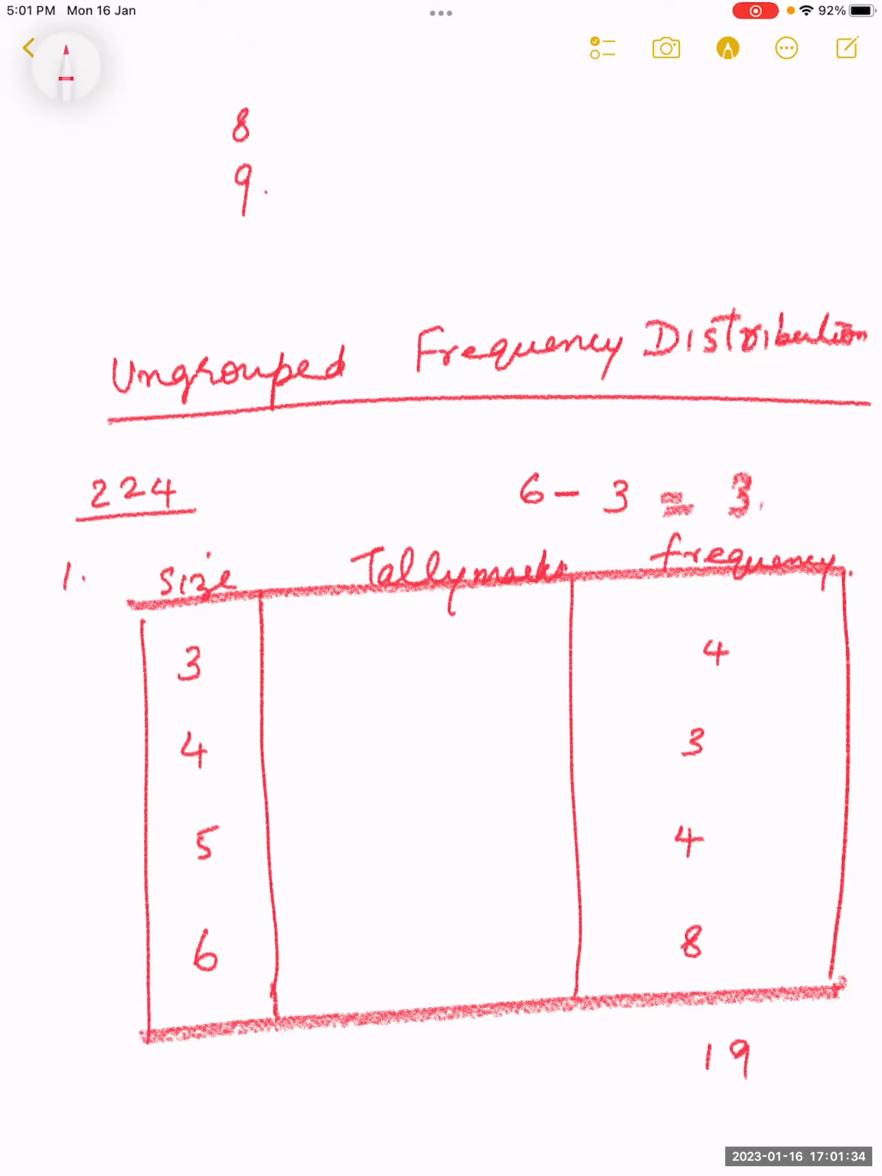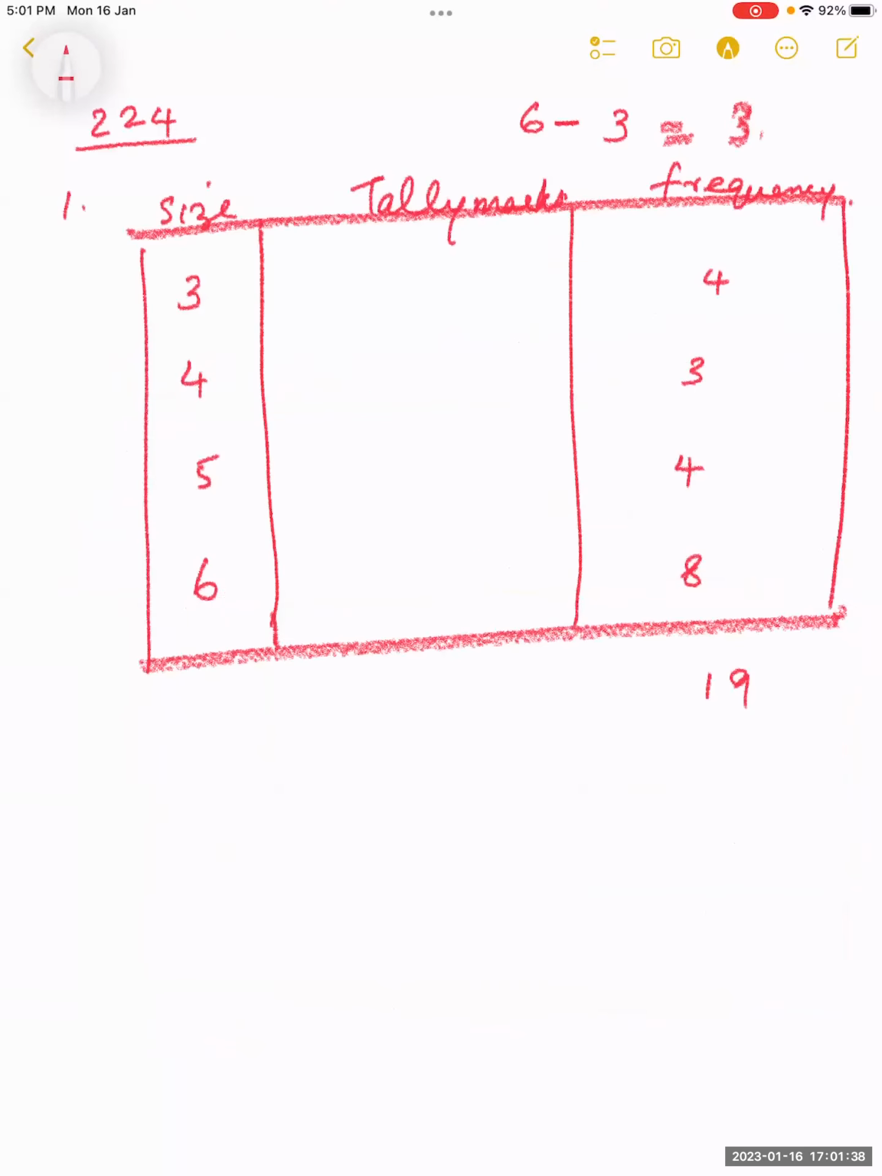Okay, now next is grouped frequency distribution. What is a group? This was ungrouped because the range of data, which is the size of the biggest observation minus the size of the smallest observation, is small. Then you go for ungrouped frequency distribution. Next is grouped frequency distribution.